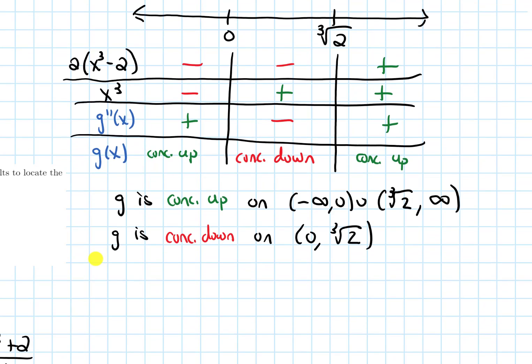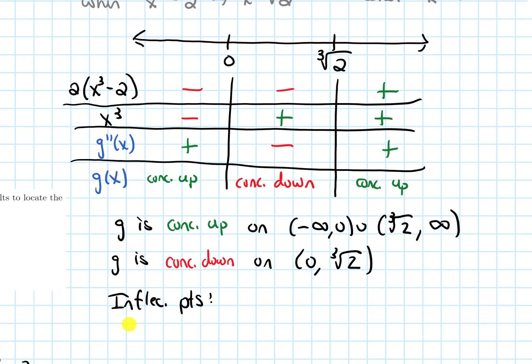Okay, and the question also asked for inflection points. It wanted the x values of any inflection points. At an inflection point, the concavity has to change. So that happens at cube root of 2. It definitely changes there from down to up. It also changes at 0 from up to down, but there's a problem with 0.